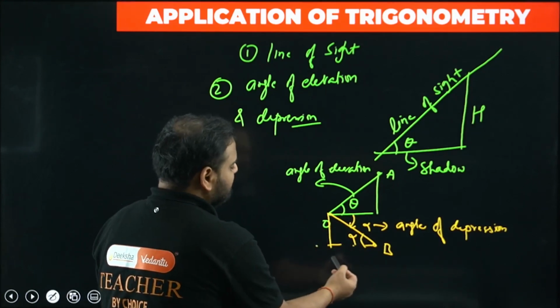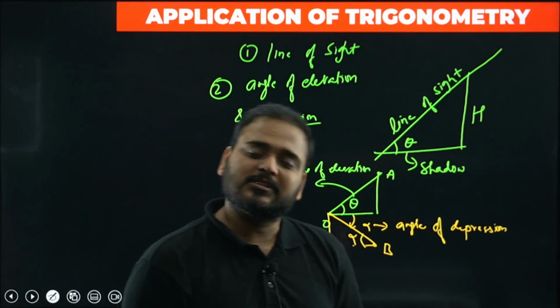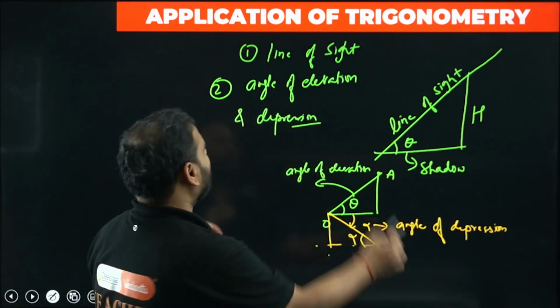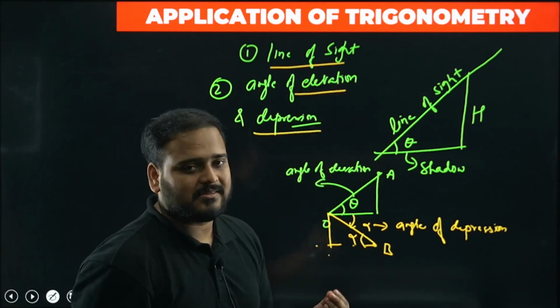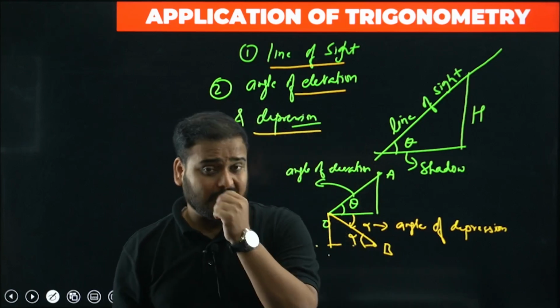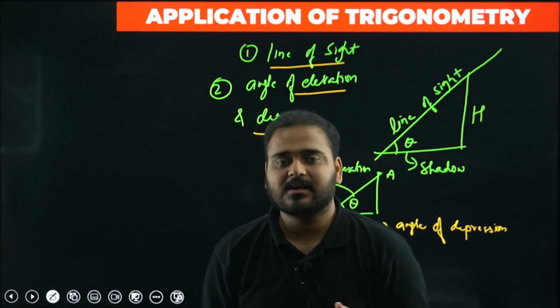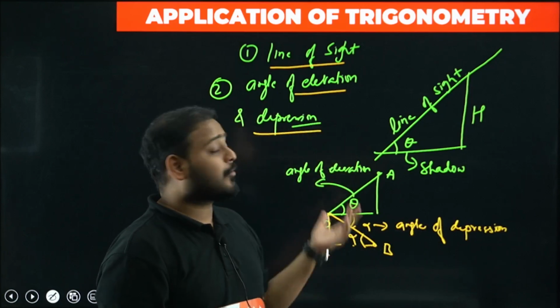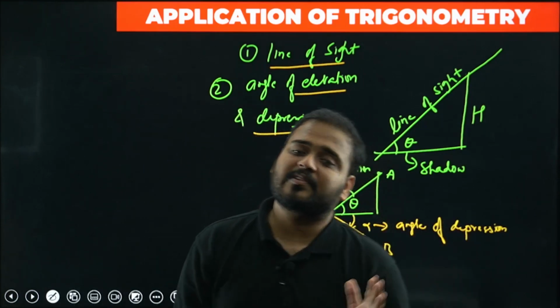You have to find either this distance or this distance using a trigonometric ratio. I hope this is clear. Clear now? It is very important to know angle of elevation, line of sight, and angle of depression. Why is this important? In this part, you'll get a big word problem for 5 marks, or for 3 marks, let's say. Or you may get a question for 4 marks in a case study, a question based upon application of trigonometry in a case study.